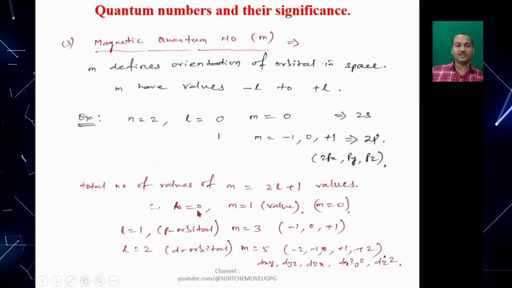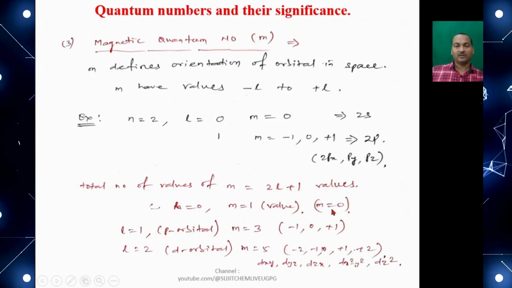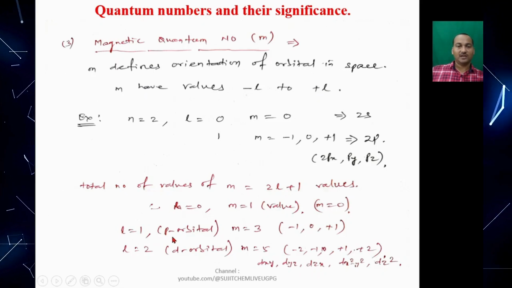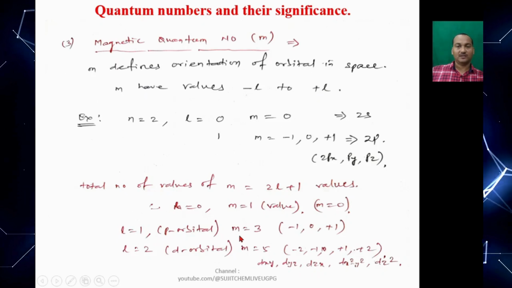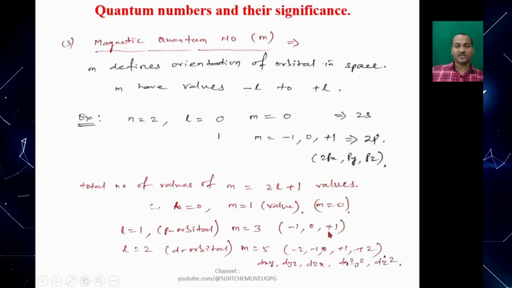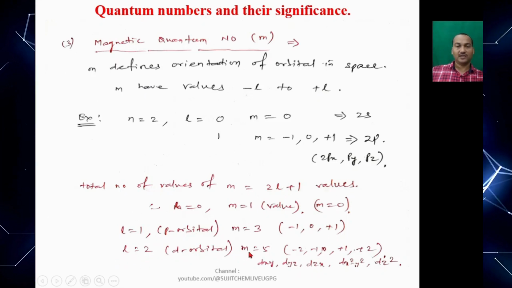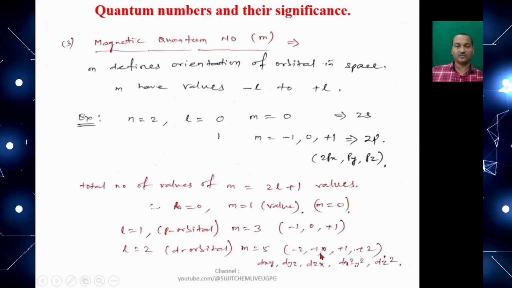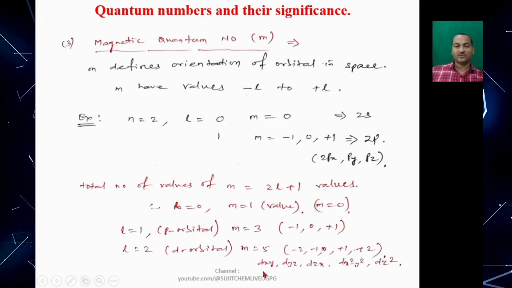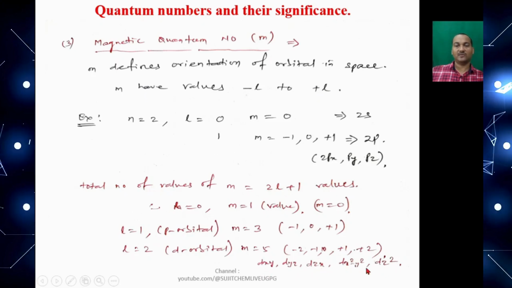So when L equal to 0, M equal to 0 is the only value. When L equal to 1, that is p orbital, M can have 3 values: minus 1, 0, plus 1. When L equal to 2, that is d orbital, M can have 5 values: minus 2, minus 1, 0, plus 1, plus 2. So dxy, dyz, dzx, dx square minus y square and dz square orbital.